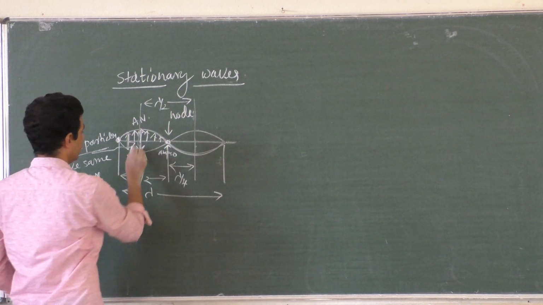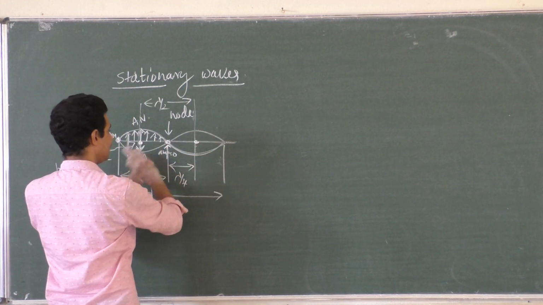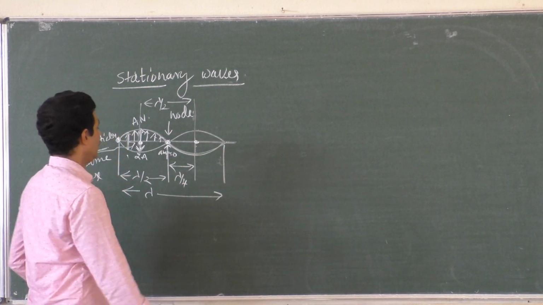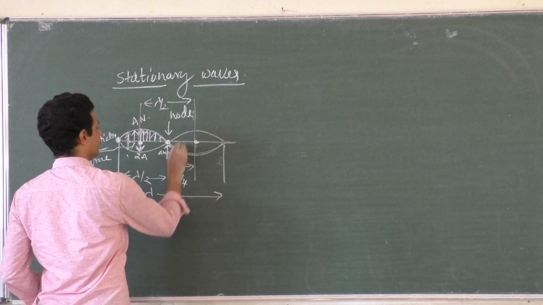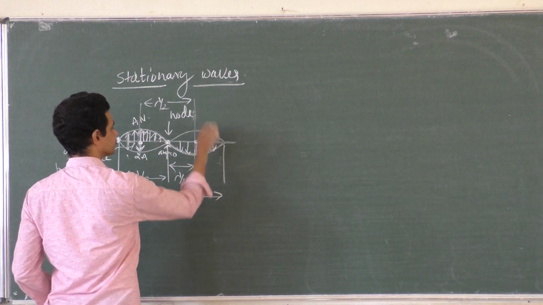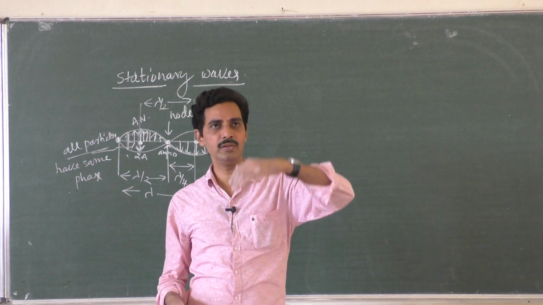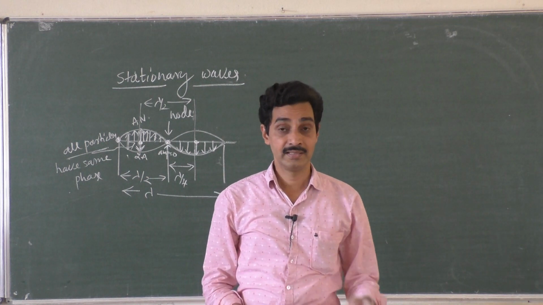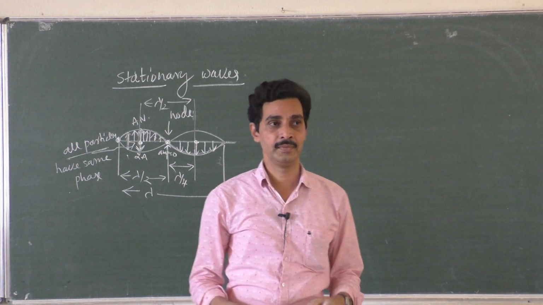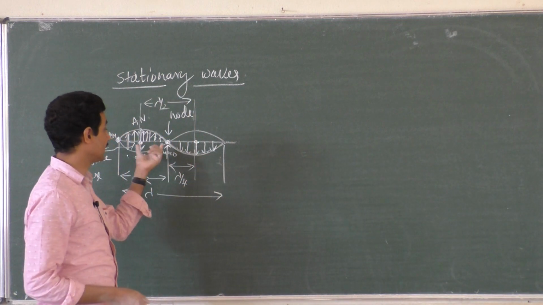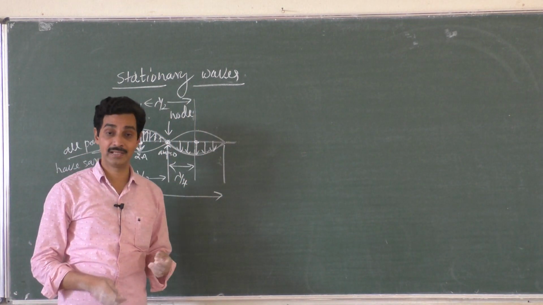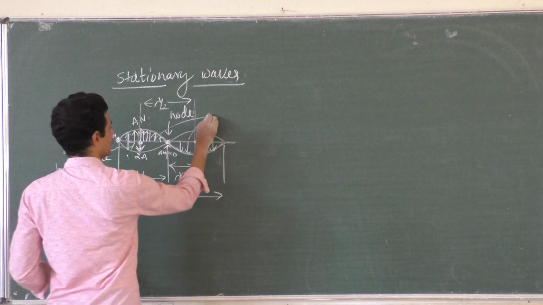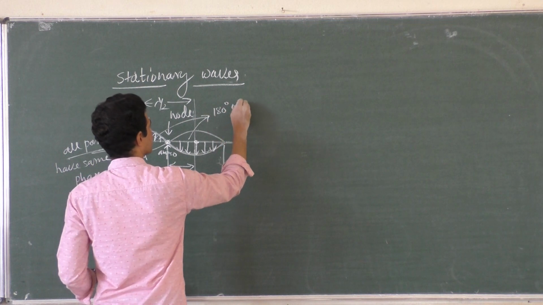What about the neighboring one? If you consider a particle on either side of a node, that means in the neighboring loop, when all the particles here go up, the particles there come down. So when all the particles in one loop go up, the other loop comes down. Otherwise, the whole string will not be balanced. This is to have balancing of the whole system. So what is the phase difference between the particles vibrating in the adjacent loop? 180 degrees, not in phase. So particles of adjacent loops are 180 degrees out of phase.